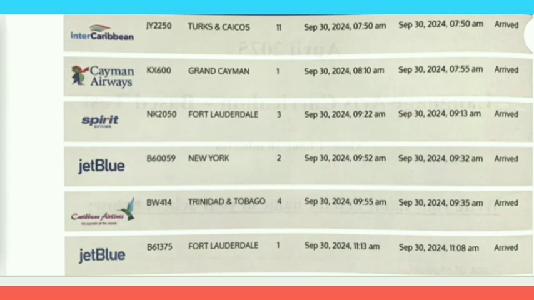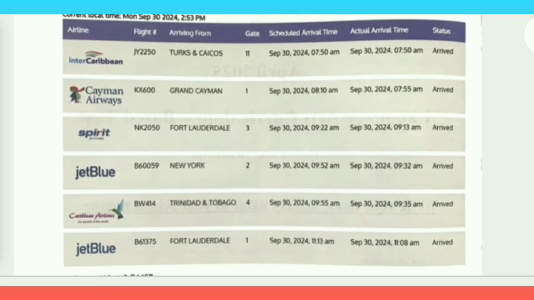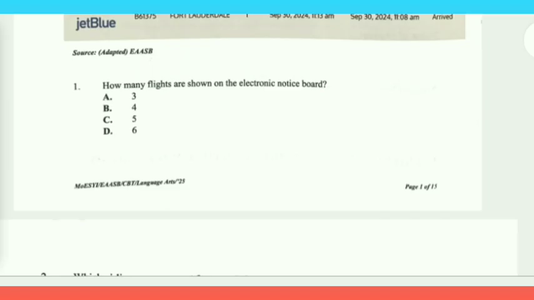You can choose to check the flight number. So if you're checking flight number, you have 1, 2, 3, 4, 5, 6. You can check the airline. So this one came in, that's another one, another, this came in once, another, and this again. So anyway you take it, you're going to have 6 flights coming in. So let's see if we have a 6. And yes, there is 6. So the answer to this one is D. 6 flights came in based on the notice board.